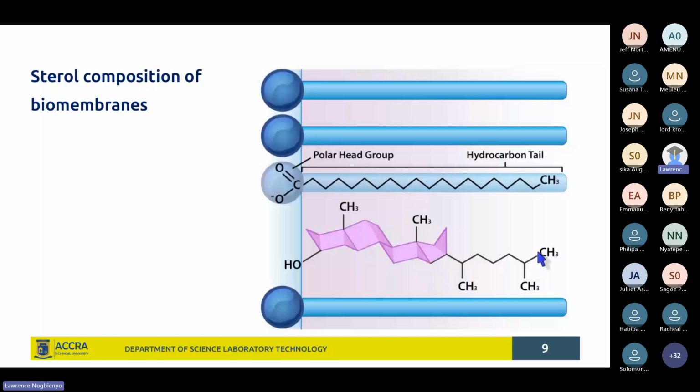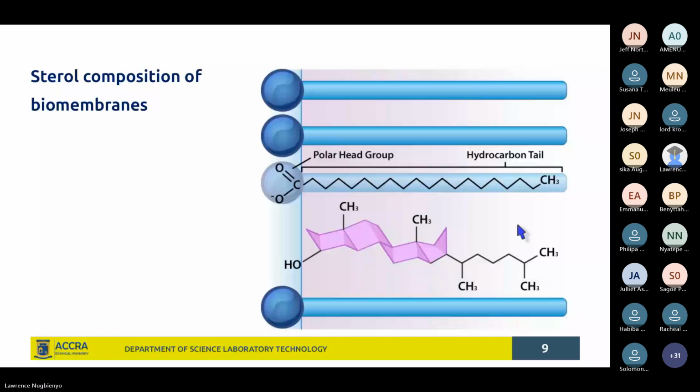Now, if you see this structure, you can clearly see that this is a more compact structure, even though you see it's like a bigger space between the phospholipids. It is a bigger space because of the structure of the steroid. The steroid is a much bigger molecule and it can occupy such a space between these fatty acids.